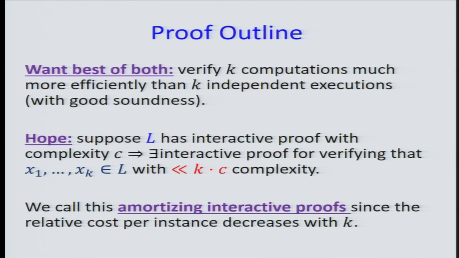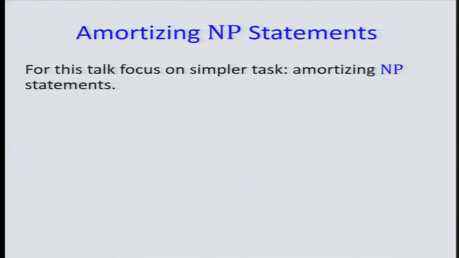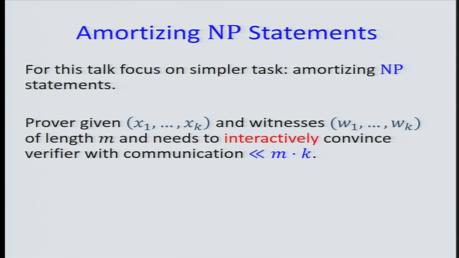OK, but is this idea of amortizing interactive proofs clear, more or less? OK. So rather than showing how to amortize interactive proofs, let's start off with a simpler task, which is amortizing NP statements. What do I mean by that? Amortizing written proofs.